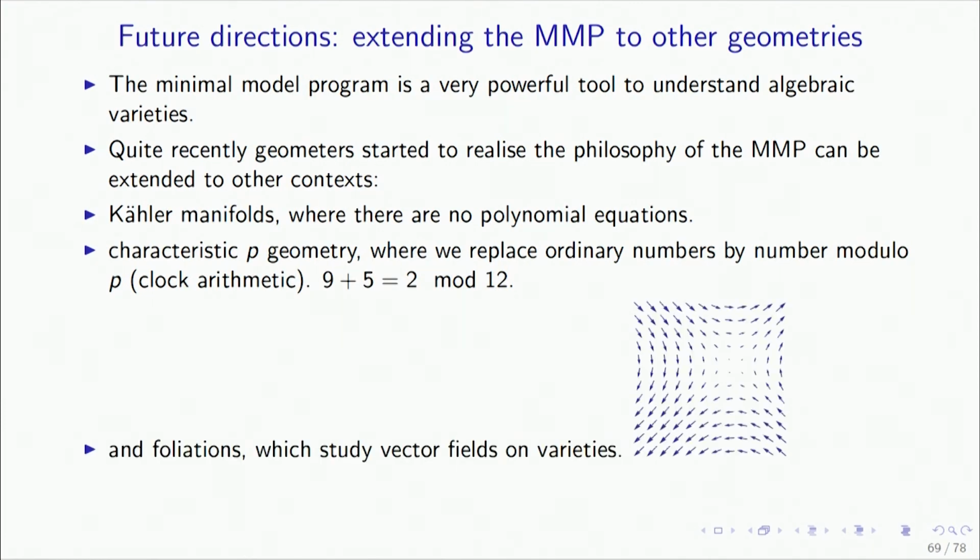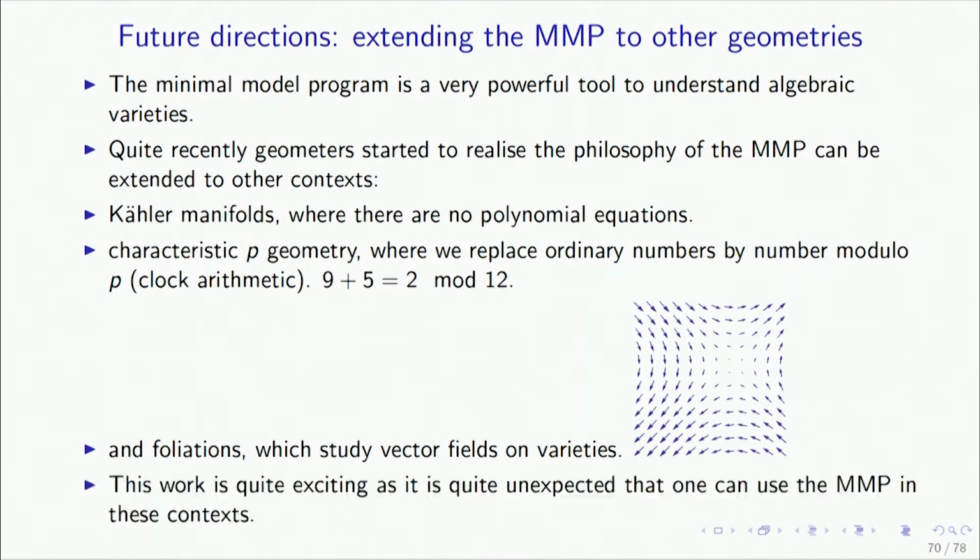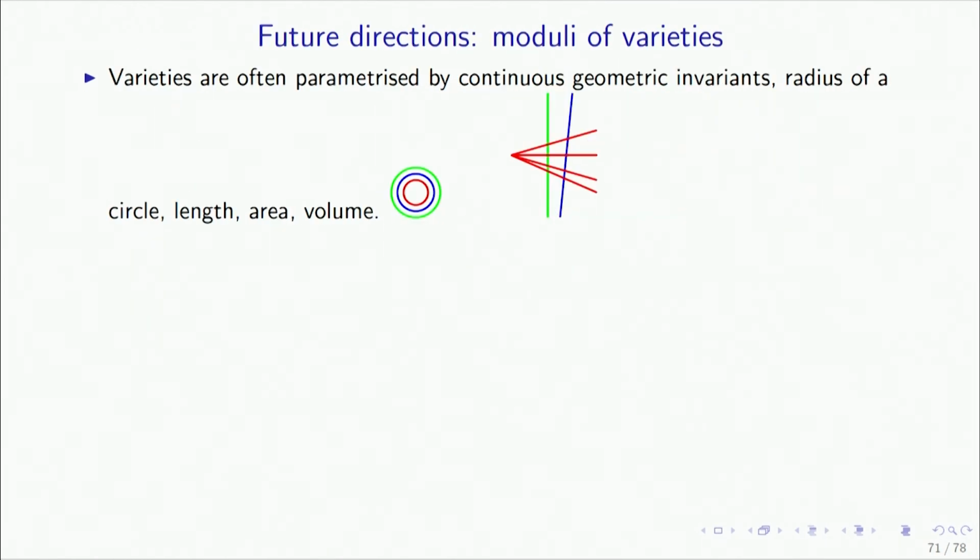And another context in which MMP seems to apply is foliations, the study of vector fields. This is a picture of a vector field. And again, it's very, very surprising that this should work. Somehow this shouldn't work, but it does, which is very exciting. And then finally, another future direction would be moduli. I have to say this very, very quickly.